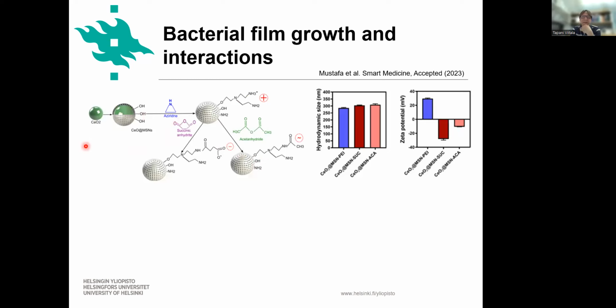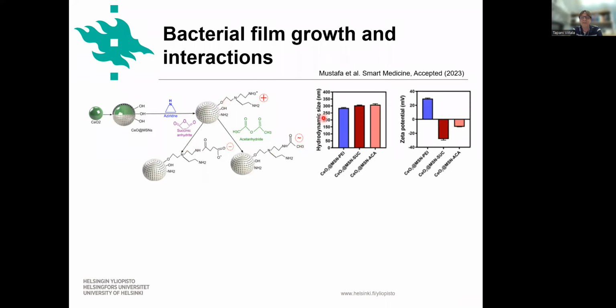And this was based on a cesium oxide core, which was coated with a mesoporous silica coating. And then the mesoporous silica coating was then modified with polyethylene imine or amines to get positively charged particles. That was further functionalized with succinic anhydride to get negatively charged particles, as well as then quite neutral particles.